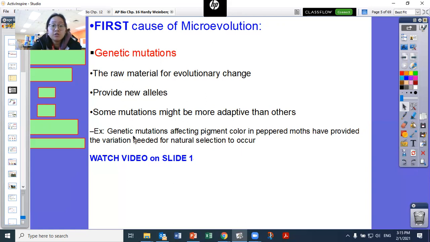So for example, genetic mutations affecting pigment color in peppered moths have provided the variation needed for natural selection to occur. If all moths were the same color, then there would be no preference in who gets hunted down first. But if there are lighter colors and darker colors, whoever blends in better is not going to get eaten first, right? Whoever doesn't blend in is going to get eaten first. And that is the variation that causes a natural selection gradient.